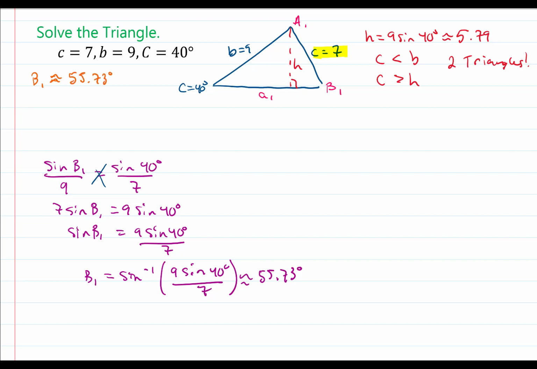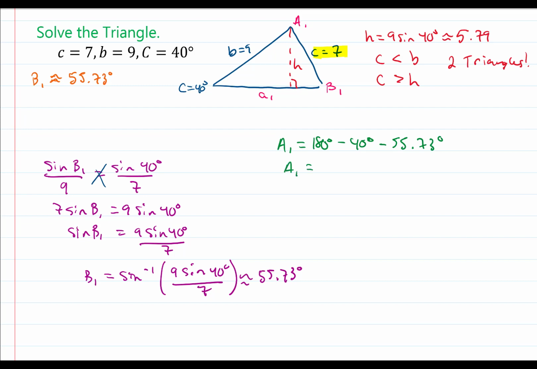Next, I'm going to go ahead and find angle A sub 1. To find angle A sub 1, what I know is that the sum of the interior angles of all triangles is 180 degrees. So angle A sub 1 is equal to 180 degrees minus the known angle of 40 degrees minus the known angle we just found, which is 55.73.